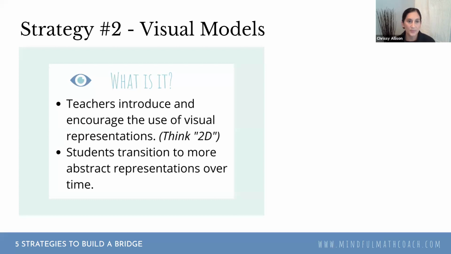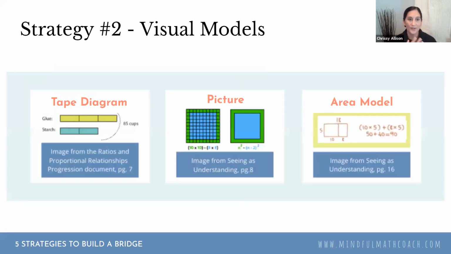With visual models, we're really just making the math visible. So you're taking mathematical concepts and you're putting something on the board, projecting something in order to help students make sense of the math. So a few ways to do this are tape diagrams, simple pictures or drawings, and another one that's become quite popular is area models, especially in the elementary grades where students are learning about multiplication and division. We see a lot of area models.